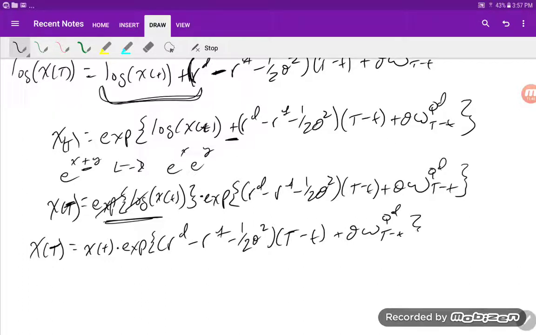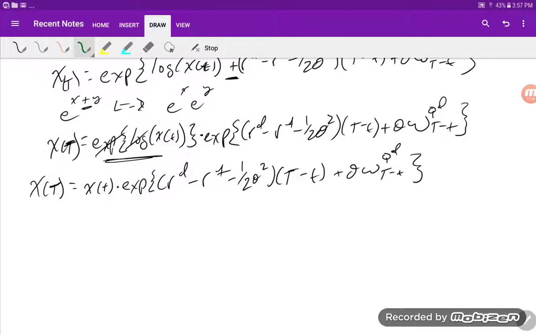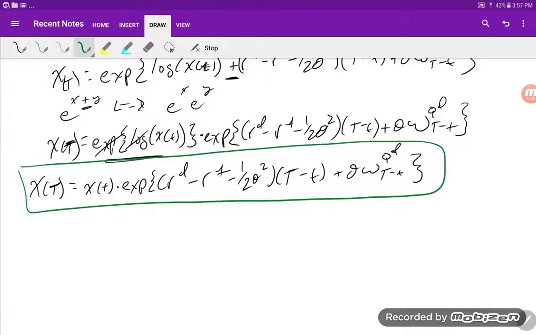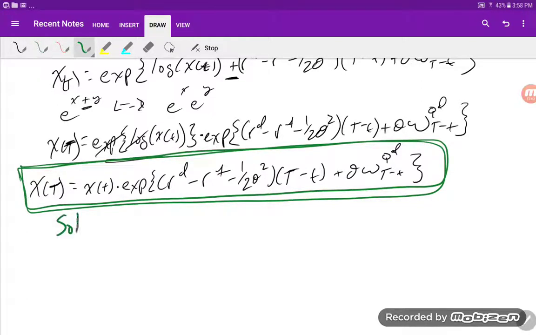All right. And if you're familiar with the solution to, say, a geometric Brownian motion for an underlying stock, that should look very, very familiar. So this is, again, the solution to the Qd SDE.